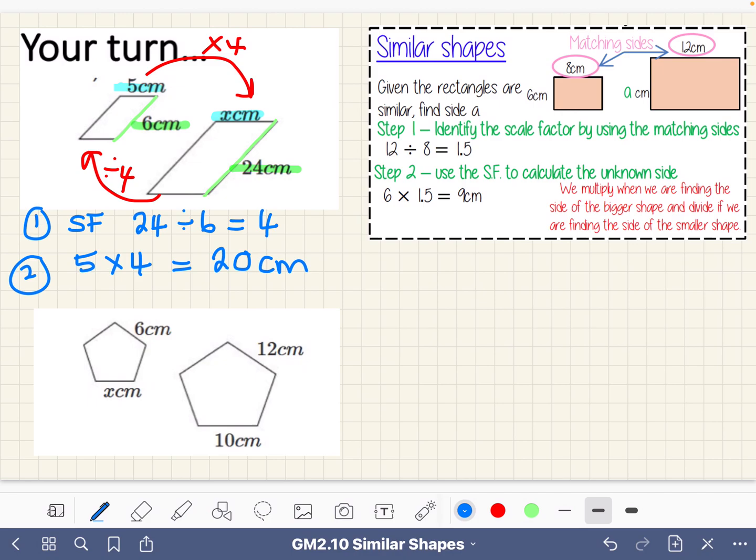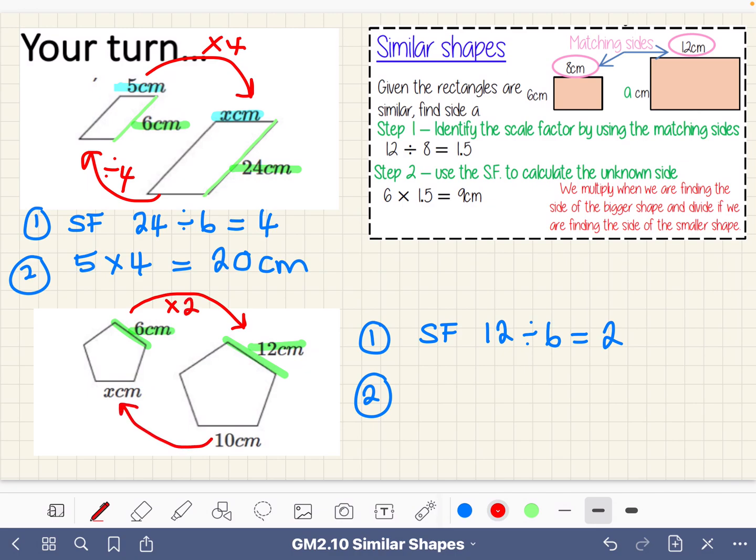Next one, I have matching sides of 6 and 12. So that side and that side match. I use those to work out what my scale factor is. So 12 divided by 6 gives me a scale factor of 2. I look to see how I use that scale factor. If I'm going from the small shape to the big shape, I need to times by 2. If I'm going from the big shape to the small shape, I divide by 2.